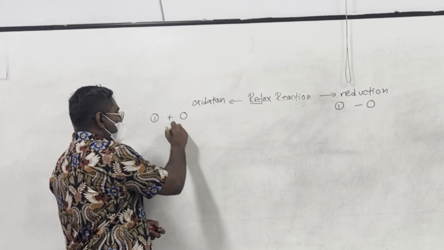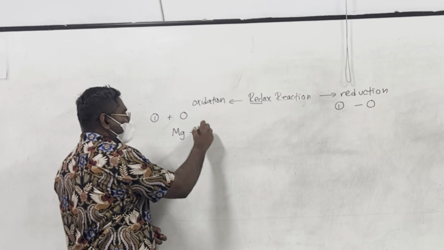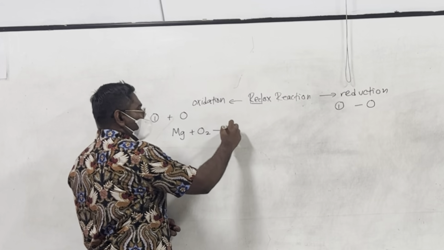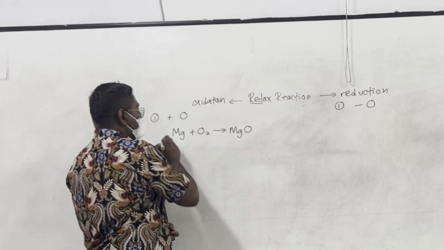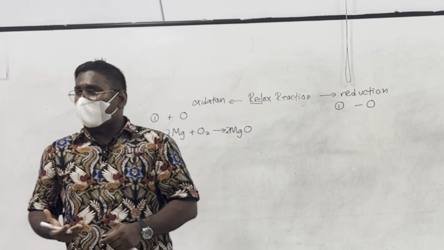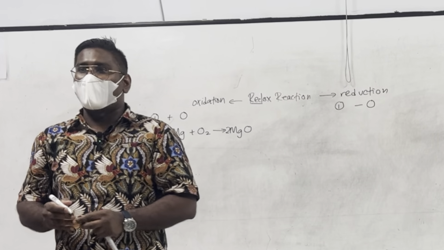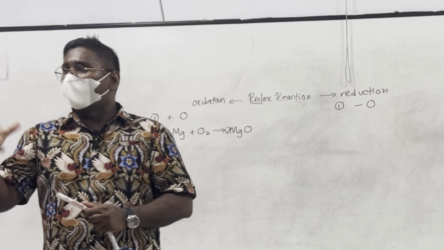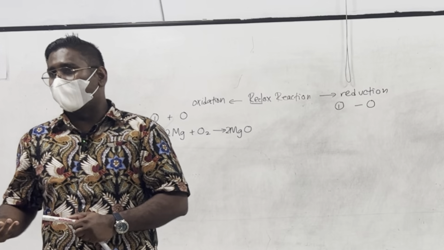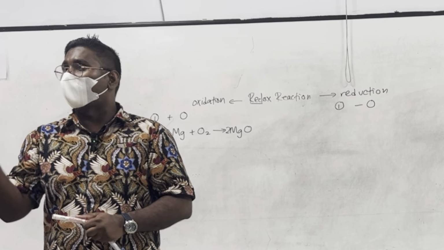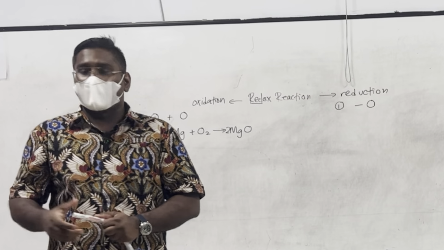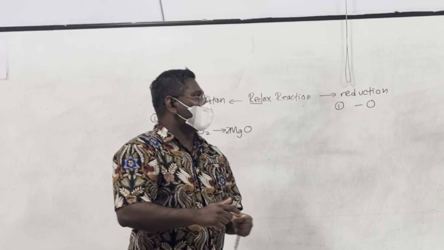One example that we can look at is magnesium plus oxygen, and you are going to get magnesium oxide. This is one example of an oxidation reaction. But is this reaction, magnesium plus oxygen to give you magnesium oxide, a redox reaction? The answer is no. Redox must be both of them. So in this case, this is oxidation.